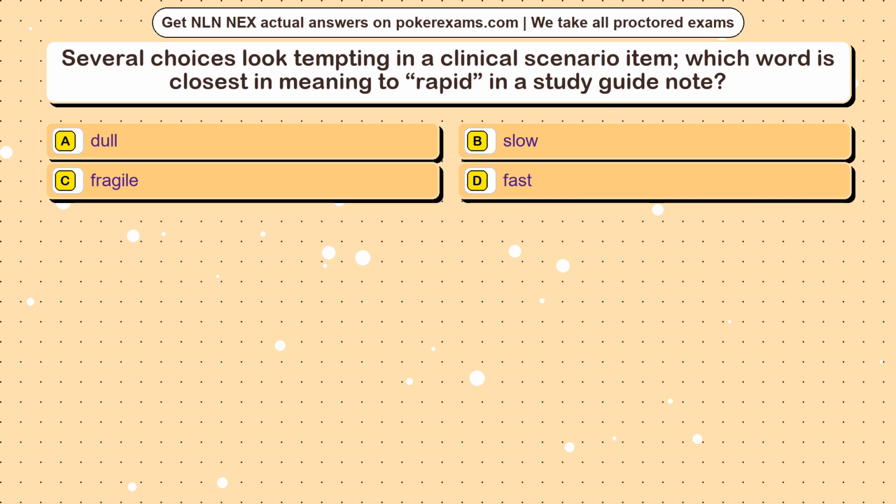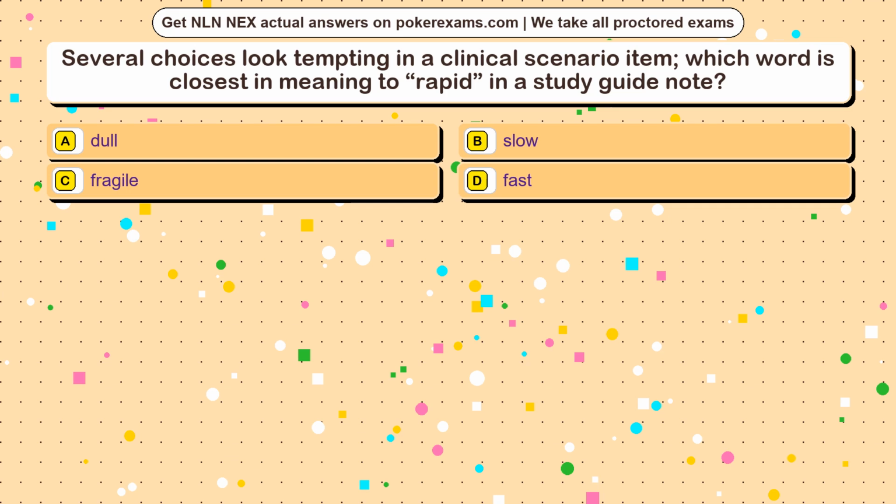Question 12. Several choices look tempting in a clinical scenario item. Which word is closest in meaning to rapid in a study guide note? Option A. Dull. Option B. Slow. Option C. Fragile. Option D. Fast.